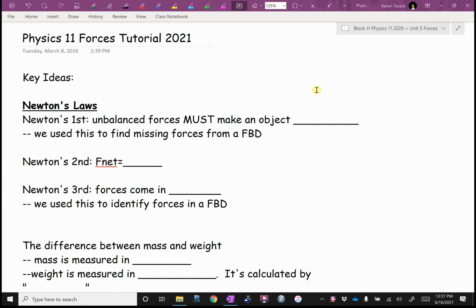And you need to know that Newton's first says this: unbalanced forces must make an object, what word goes in there? If the forces are not balanced, what must this object be doing? Has to be accelerating. And the flip side, if the object isn't accelerating, then the forces must be, I'm looking for a word that starts with letter B, balanced.